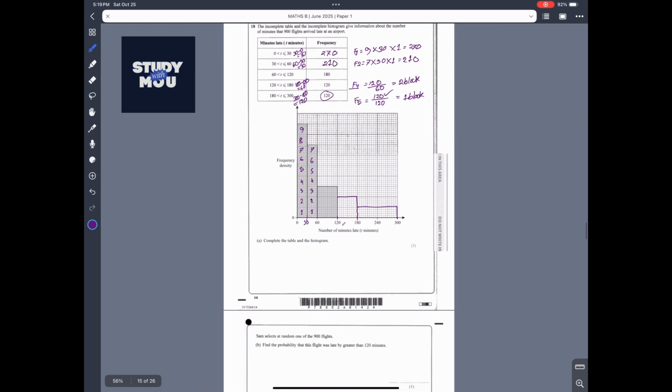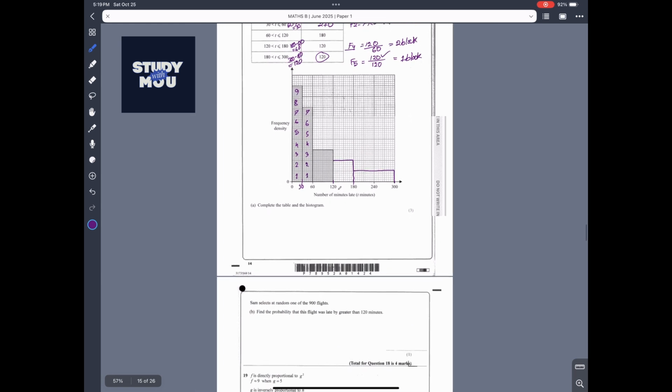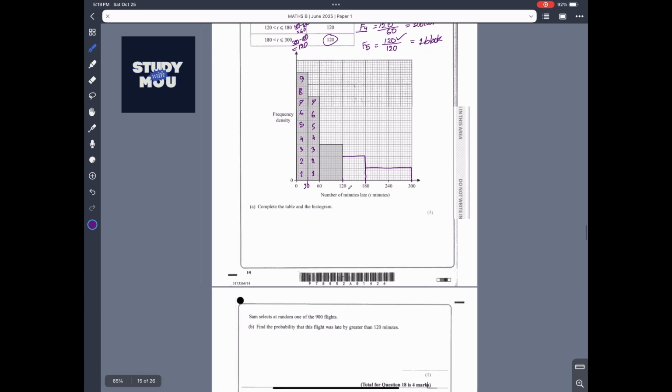Let's go to question number 18B. Sam selects at random one of the 900 flights. Find the probability that this flight was late by greater than 120 minutes. Okay, so for 120 to 180, it's 2 blocks. So 120 multiplied by 2 divided by 900 is equal to 240 by 900.